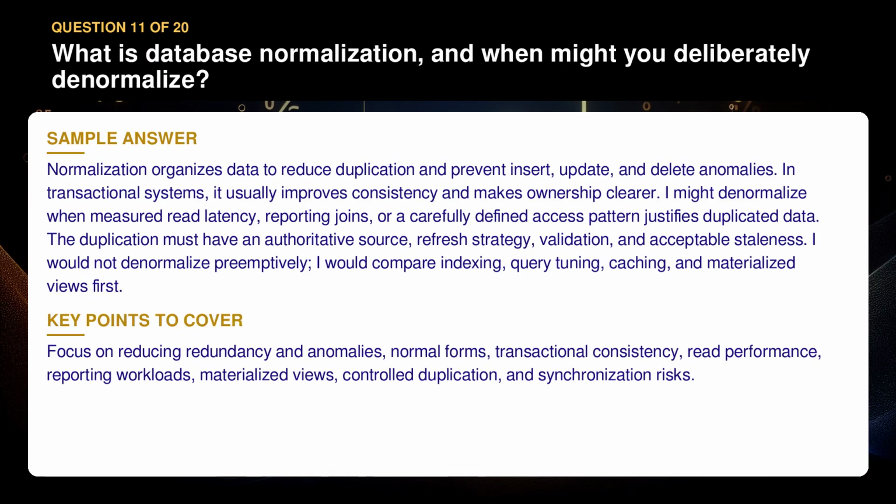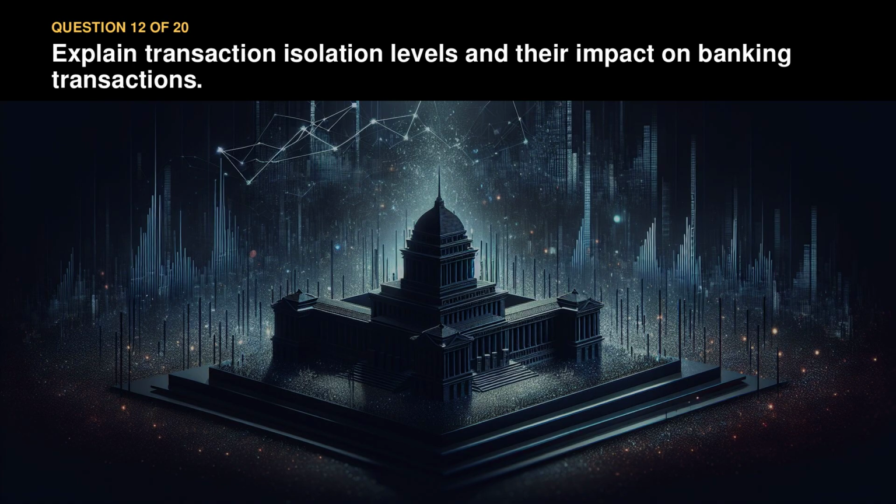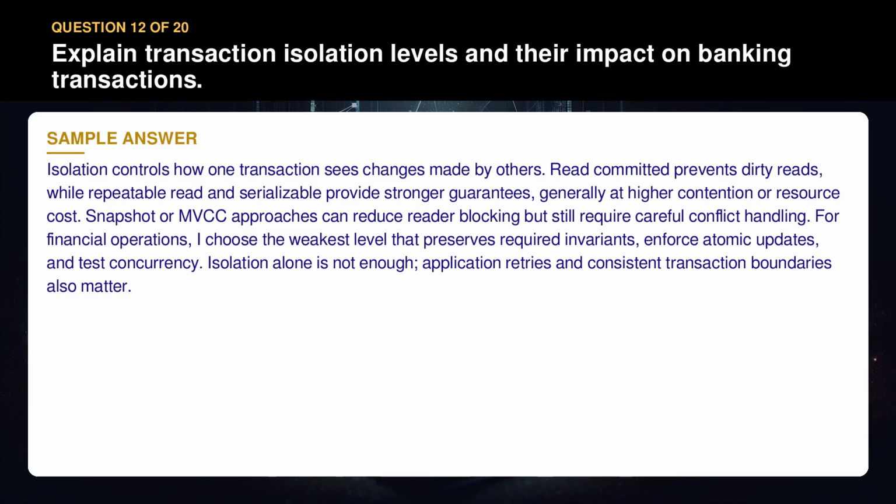Focus on reducing redundancy and anomalies, normal forms, transactional consistency, read performance, reporting workloads, materialized views, controlled duplication, and synchronization risks. Question 12. Explain transaction isolation levels and their impact on banking transactions. Isolation controls how one transaction sees changes made by others.